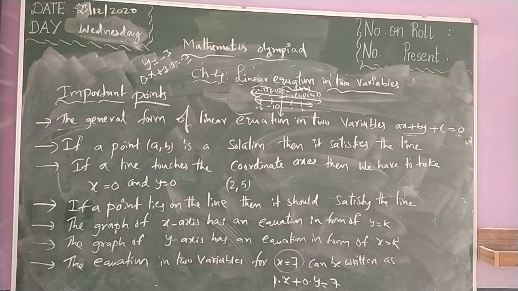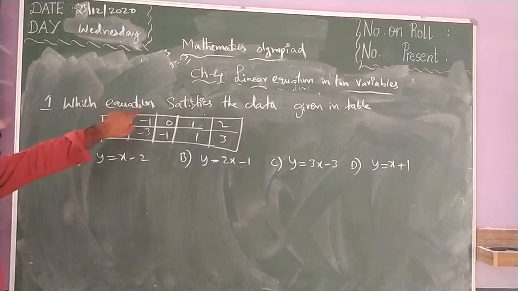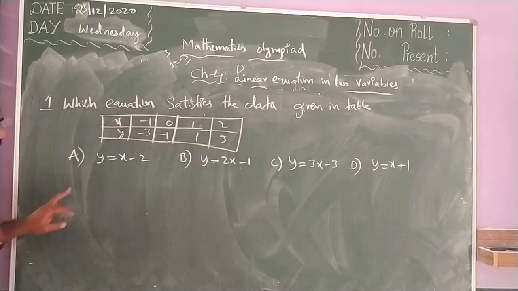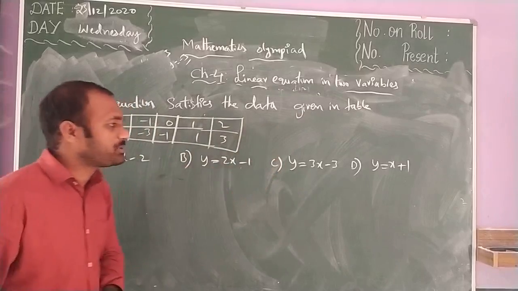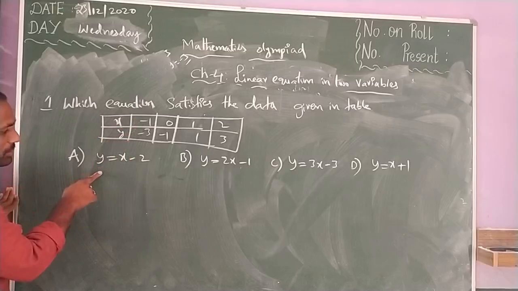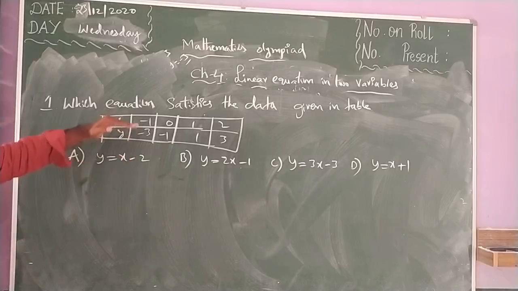Let us start with the first question. Which equation satisfies the data given in the table? So there is some data. Which equation among A, B, C, D is going to satisfy? For that reason, we are going to substitute x values and y values. We will check whether the left hand side and right hand side are the same. Then we can say that equation is going to satisfy.